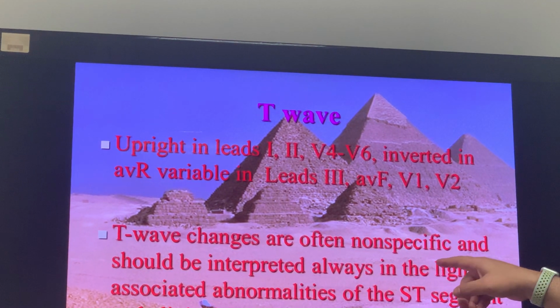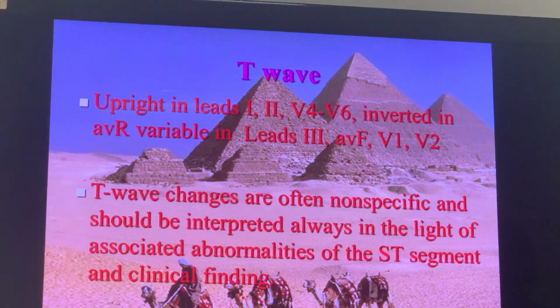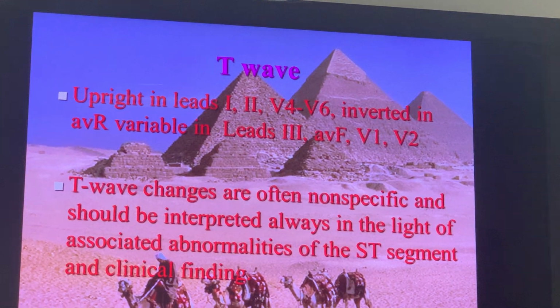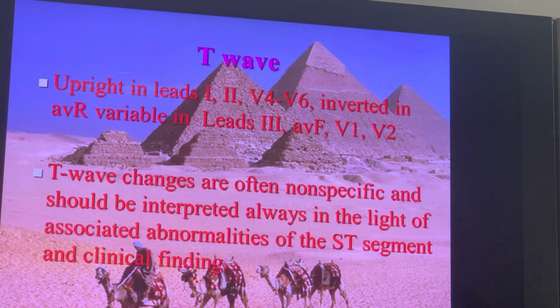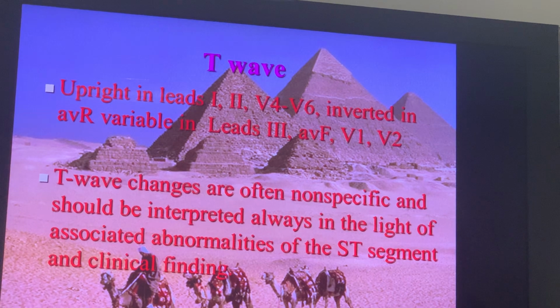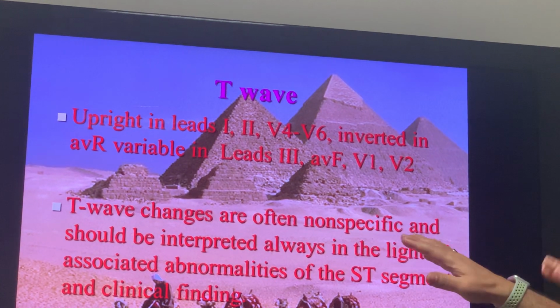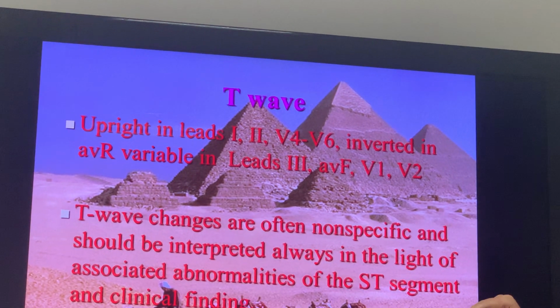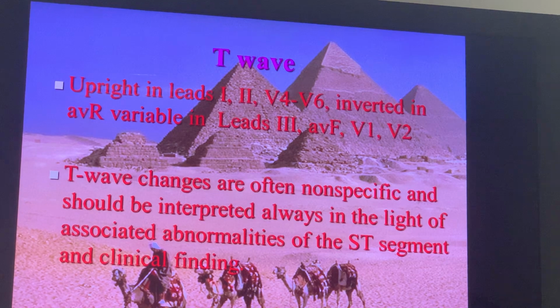T wave changes are often non-specific, and I have written to Paul and Marceau, this is a textbook for cardiologists, about interpreting the T wave on its own about ischemia, and it is a poor indicator for ischemia on its own. So T wave changes are often non-specific and should always be interpreted in the light of other abnormalities like the ST segment, and the clinical findings.